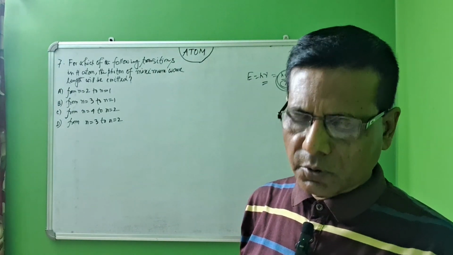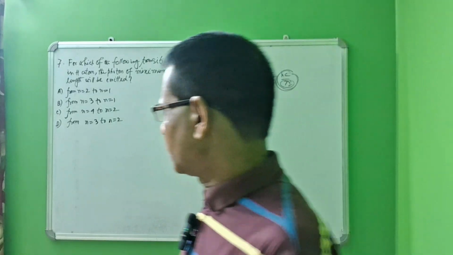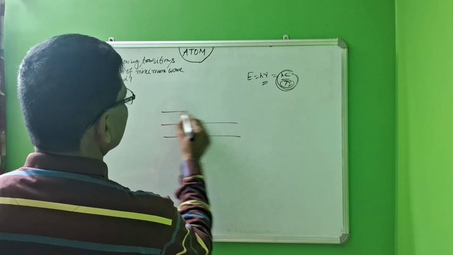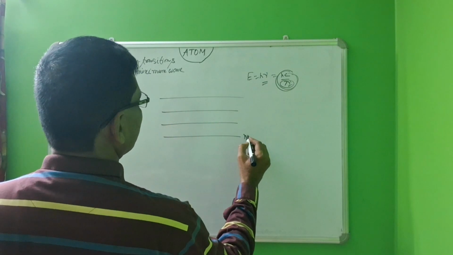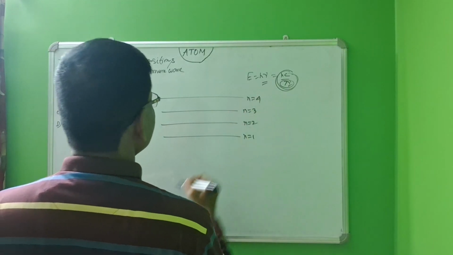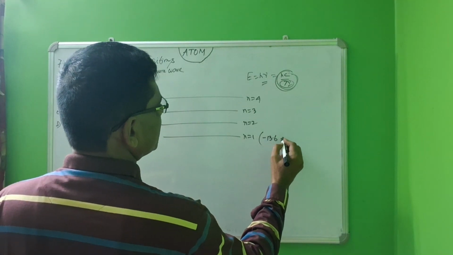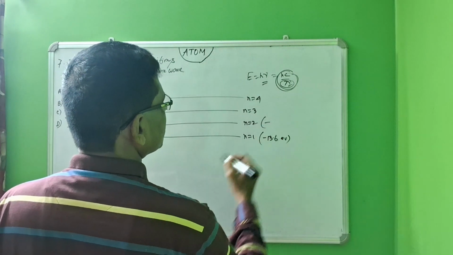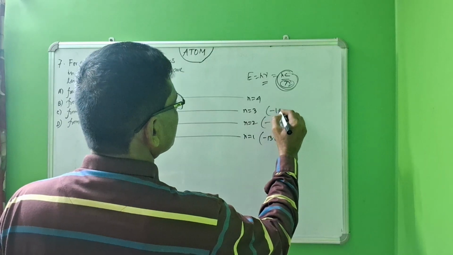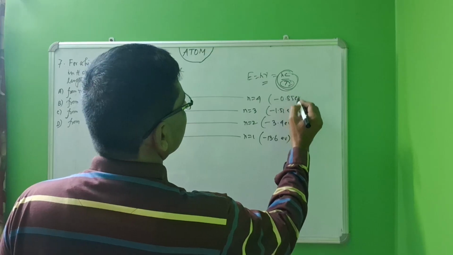will the energy of the photon be maximized? So first we draw the energy levels. These are energy levels: n equals 1, n equals 2, n equals 3, and n equals 4. For n equals 1, minus 13.6 eV; for n equals 2, minus 3.4 eV; for n equals 3, minus 1.51 eV; and for n equals 4, minus 0.85 eV.